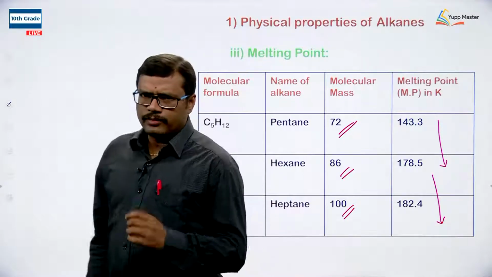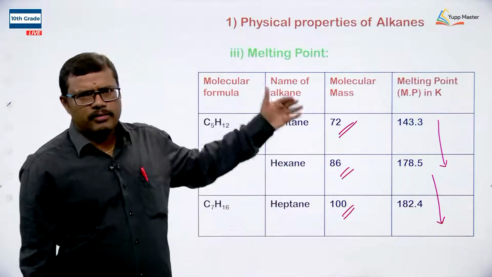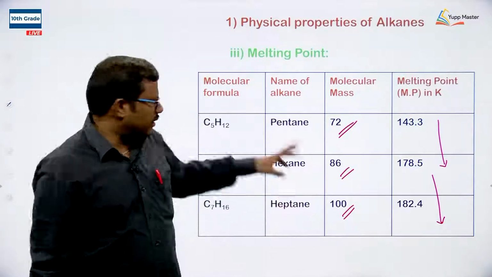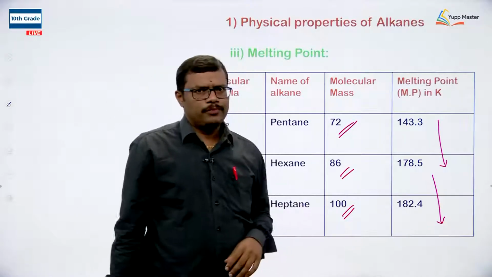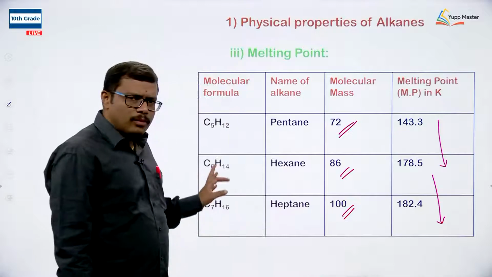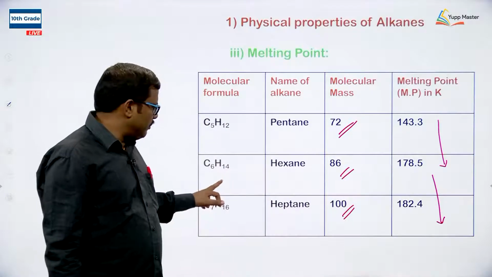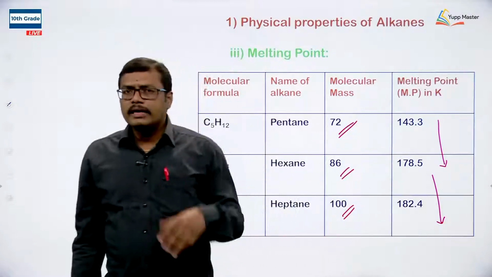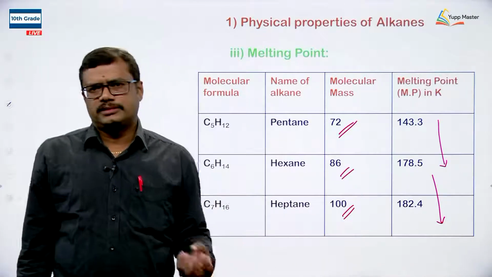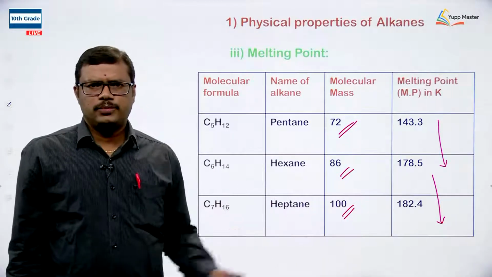And when we are moving from an alkane having an odd number of carbon atoms to an even number of carbon atoms, the increase in the melting point is more. Similarly, when we are moving from an alkane having an even number of carbon atoms to an odd number of carbon atoms, the increase in the melting point is less. Less increase is possible.